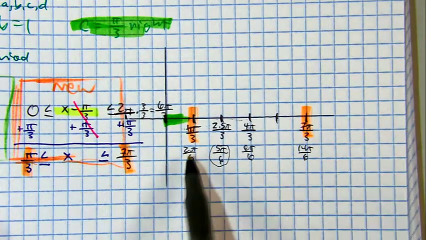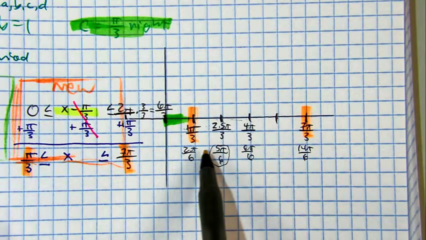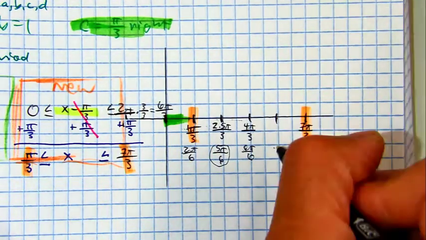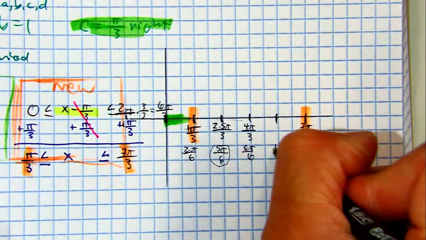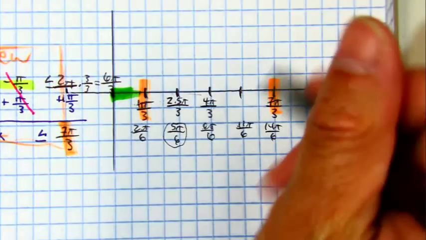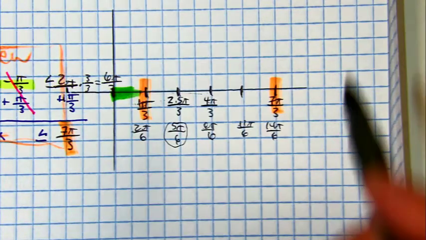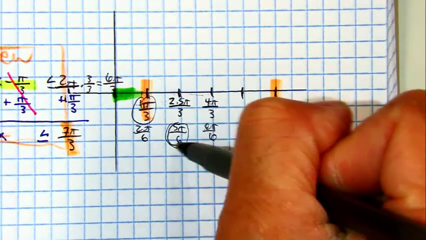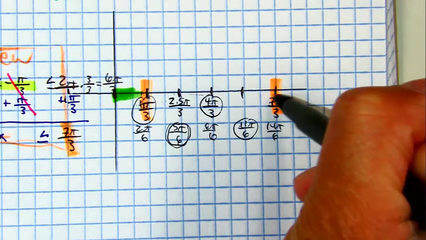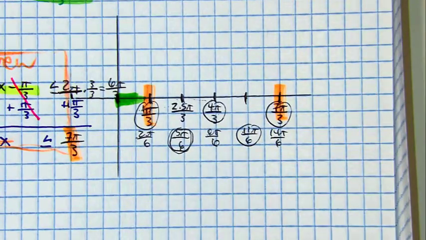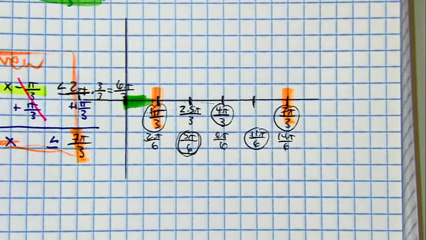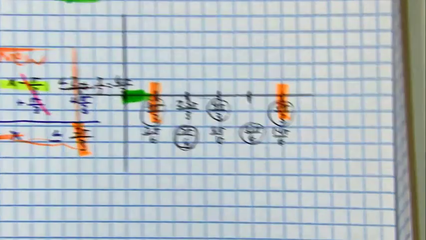And then what are they counting by? 2, 5, 8, 11 pi over 6. So let me circle the ones that are simplified: 1 pi over 3, 5 pi over 6, 4 pi over 3, 11 pi over 6, and 7 pi over 3. These 2 steps alone are probably the most difficult ones of all of it. Just the fractions.